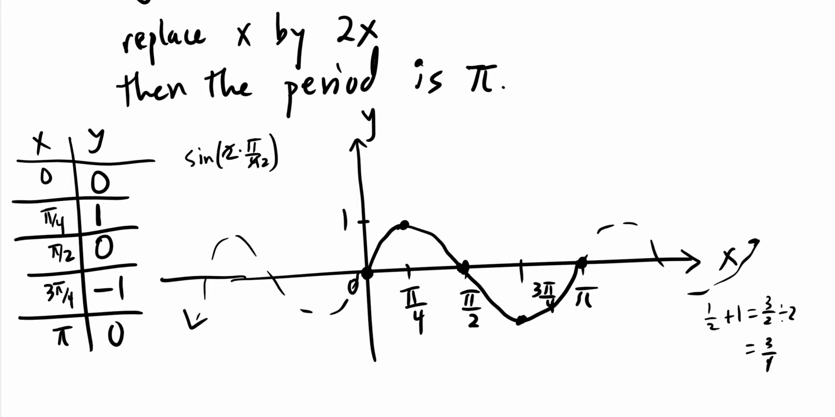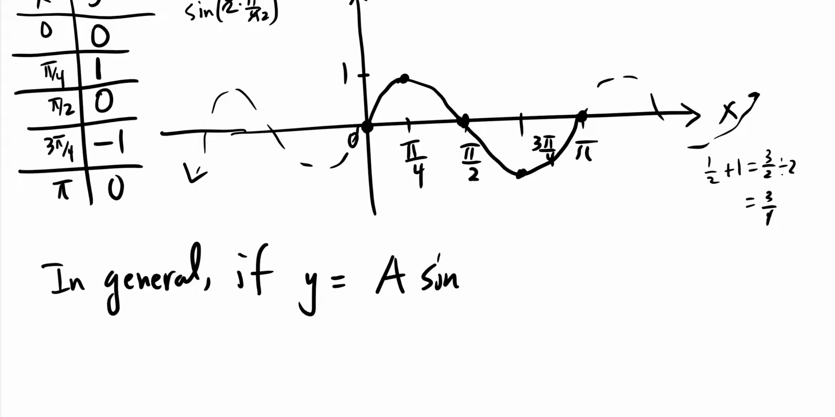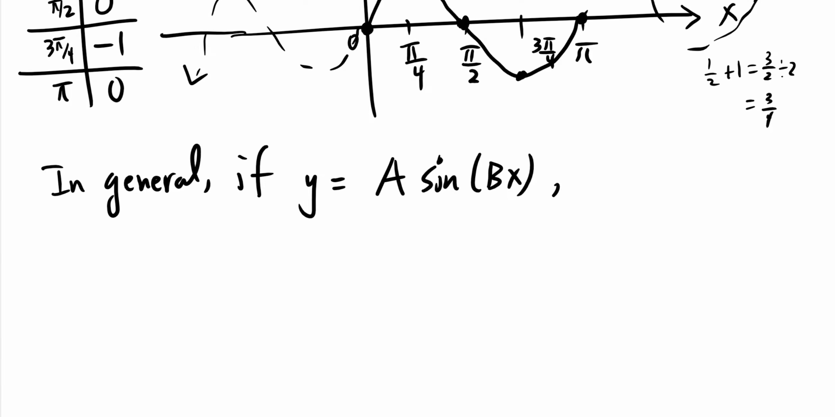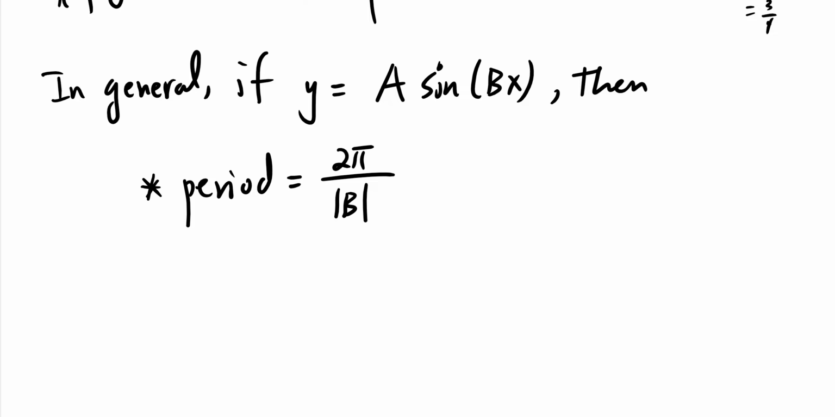So in general, so you know how to find it out, if we have y equals a sine bx, where a and b are constants, and the same thing applies for cosine, then there are two things to know. First, the period can always be found using 2 pi over the absolute value of b. That's the period. And the amplitude is always the absolute value of a, the absolute value of the number in the front.